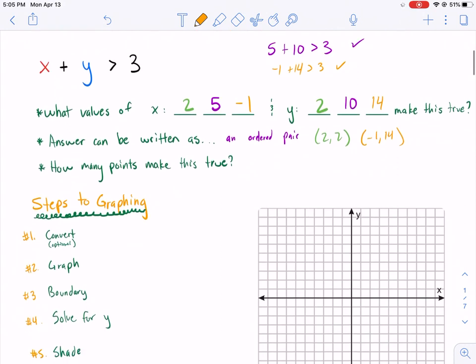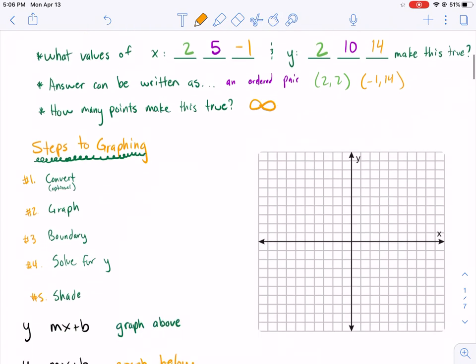All right, how many points make this true? How many did we come up with? Well, if -1 plus 14 is true, then what about -1 plus 15, -1 plus 16, -1 plus 18, 20, 100, 150, 1,000. Okay, there are an infinite number of points. That is a sloppy infinite sign. Let me try that again. There is an infinite number of points that make that true.